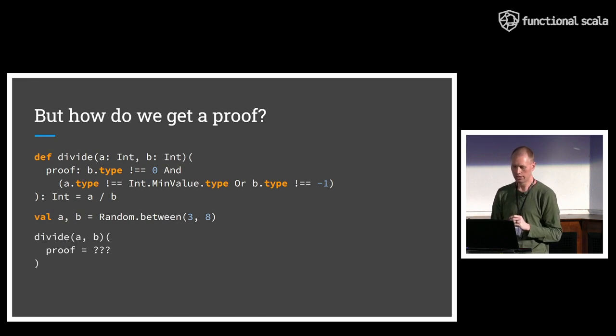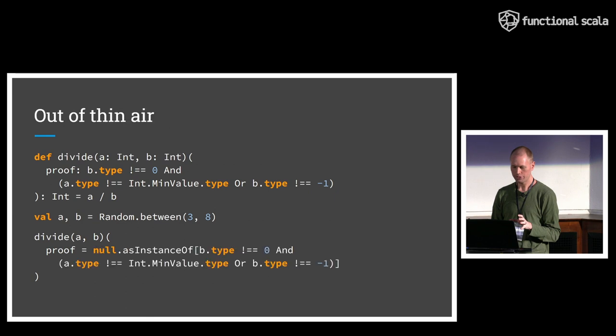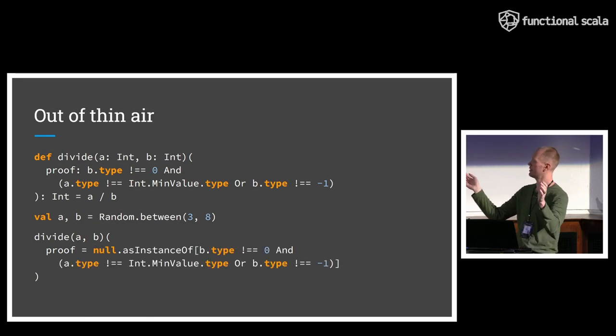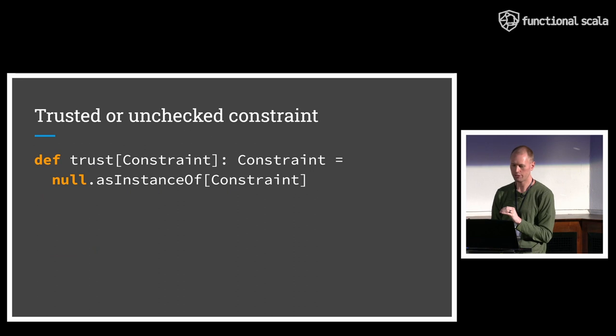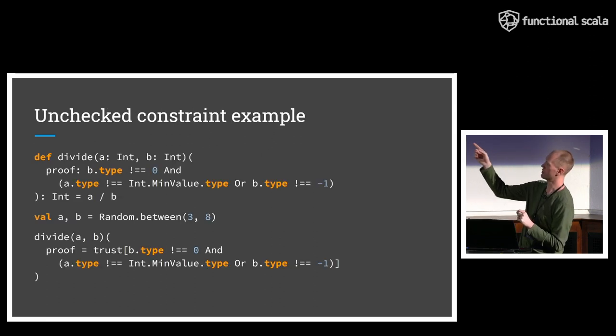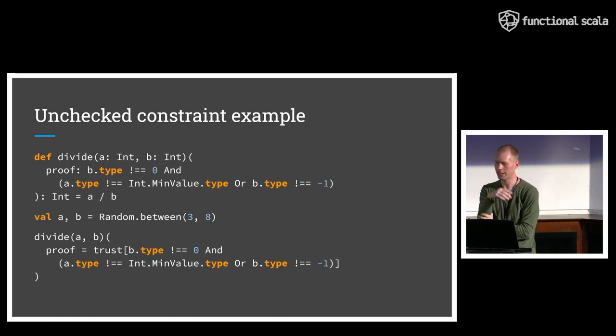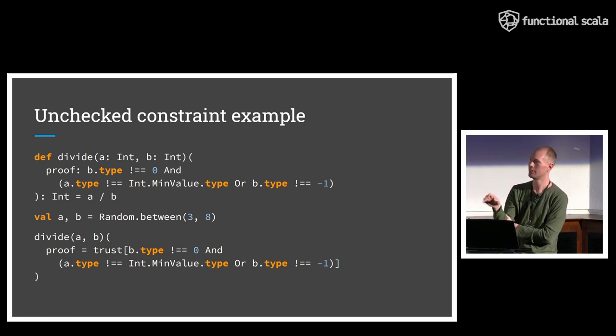So how about, for our proof, we could just create one out of thin air, right? We're just going to cast a null. You can cast a null as anything you want. So let's just cast it as this proof. And this will compile and it won't crash your program. It's kind of scary though. So what if we just hide this away behind this trust method that takes any constraint you want and it's just going to cast null as whatever constraint you pass in. And now a user just has to call trust. And so we've called trust here, and it doesn't look as scary because we're not using null, we're not using casting. I mean, we are on the inside, but they don't know that.